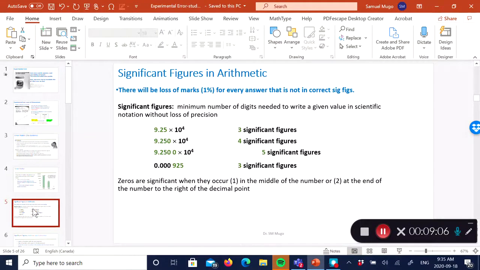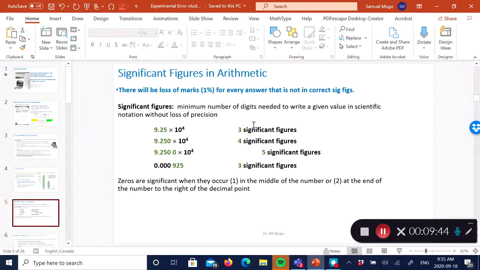So again, I emphasize, the significant figures. Anytime you report numbers, take note of the significant figures. I think all of us know the definition of a significant figure: the minimum number of digits that are needed to write a given value in scientific notation, and take note of this, without losing precision. Remember, zeros before a number are generally not significant. But any zero after any other number is actually significant, so take note of that. Although I expect you guys know this.